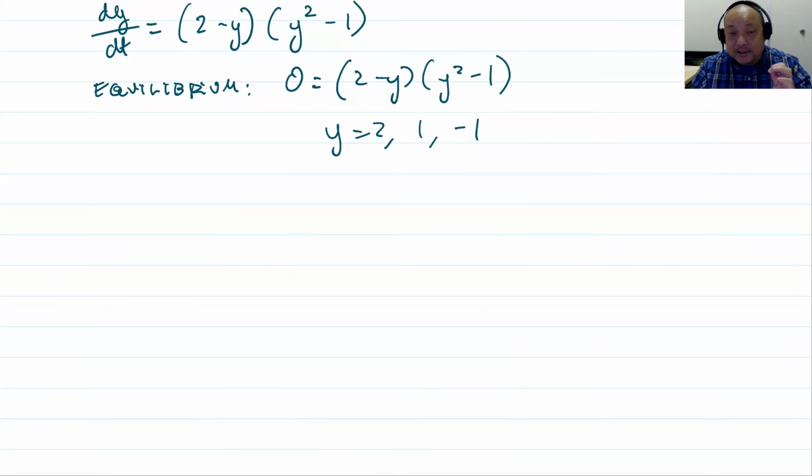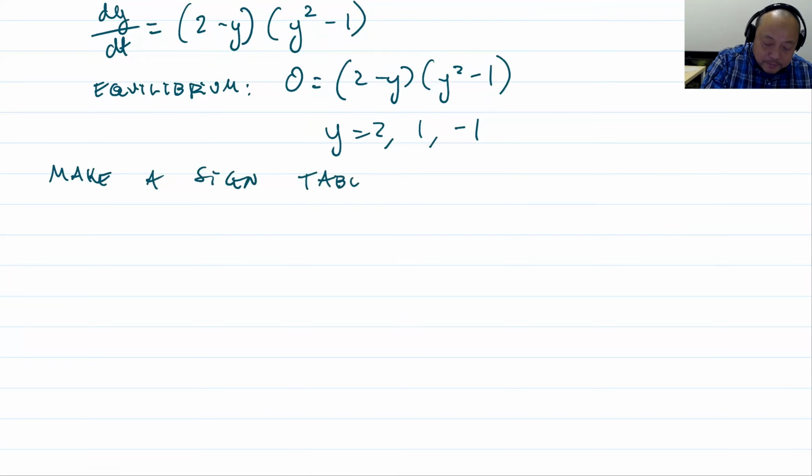Have we had any kind of problems where we need to check the sign of dy/dt, or the sign of y prime, throughout a number line? Have we done that? Yes, we have. We did it in Calc 1. In Calculus 1, when we were analyzing the graph of a function, we checked the sign of y prime on a sign table. So we're going to do the same thing here. Make a sign table.